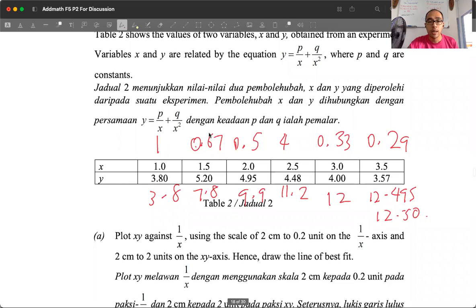Okay, 0.33 becoming 0.3, sorry, I cannot accept. Everything has to be like 2 decimal places. So just deduct 1 mark. Oh my, I wrote 0.28. Where is it?